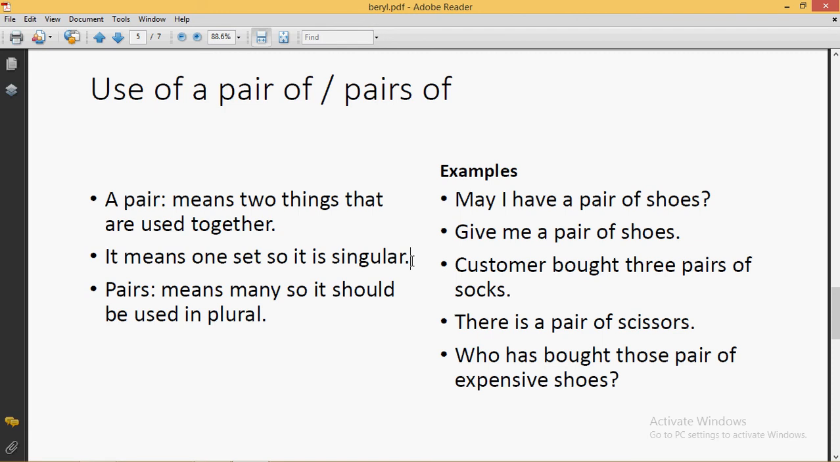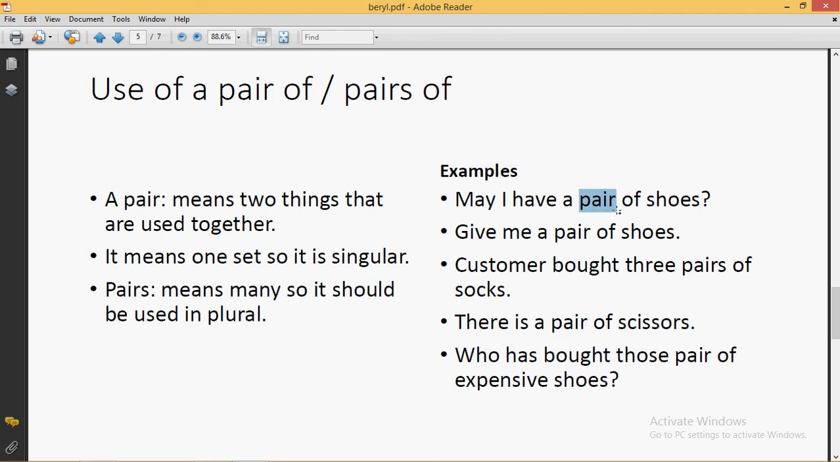Example, may I have a pair of shoes? That one means you only want the shoes for one person. A pair, they are 2 sets. So that one means you have to buy shoes for one person.